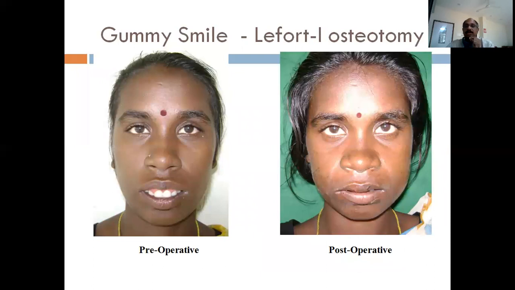These are the pictures which have been taken in the college, where this patient had a long face. You can see the incisal show on the patient. So after doing a superior repositioning of the maxilla, this was the post-operative picture of the same patient. We have taken the maxilla up by almost 6 to 8 millimeters, and her incisal show is not seen now.